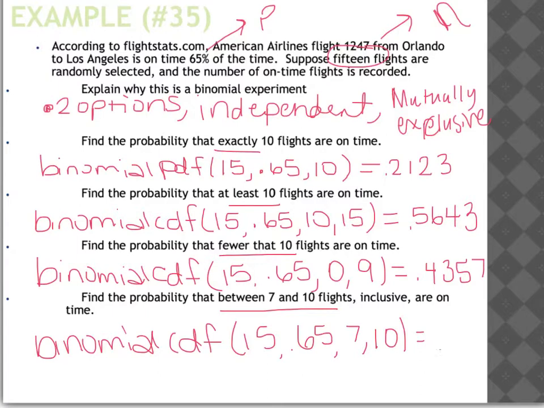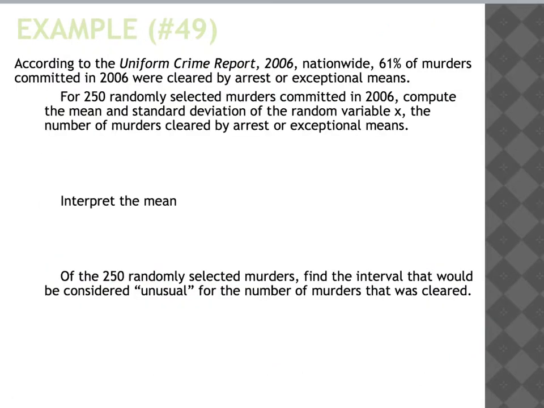And the correct answer is 0.6059. So that's a 60.59% chance that between 7 and 10 flights are on time out of 15. Now our final example says, according to the Uniform Crime Report 2006, nationwide, 61% of murders committed in 2006 were cleared by arrest or exceptional means. For 250 randomly selected murders committed in 2006, compute the mean and the standard deviation of the random variable x, the number of murders cleared by arrest or exceptional means.